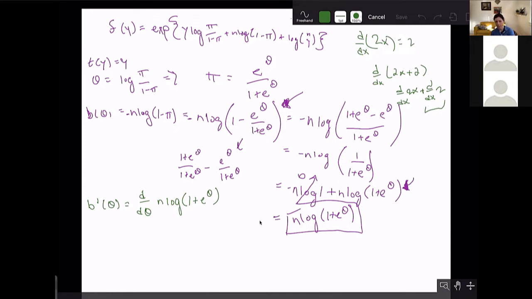Okay, sounds good. Let me try that derivative. Quotient rule, that sort of stuff. I'm going to try that derivative real quick: the n log 1 plus e theta.